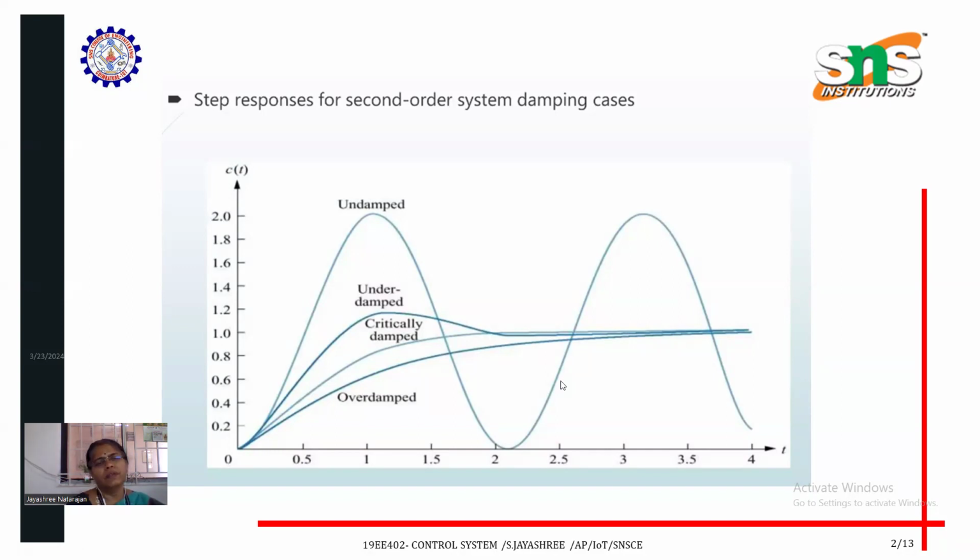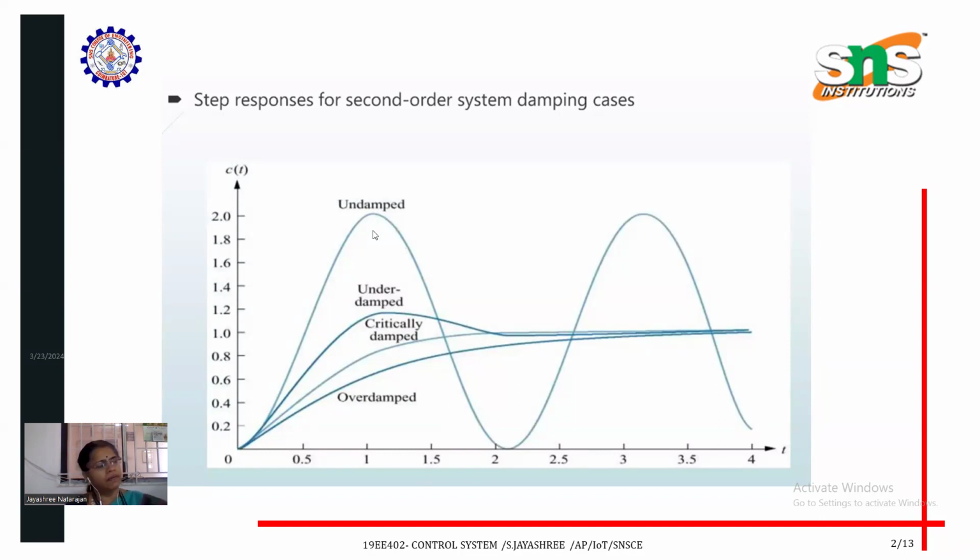So when there is no damping, the damping ratio is zero and no damping is applied, then the response is a completely oscillatory response you will get. It is oscillating up and down. You are seeing this is undamped.